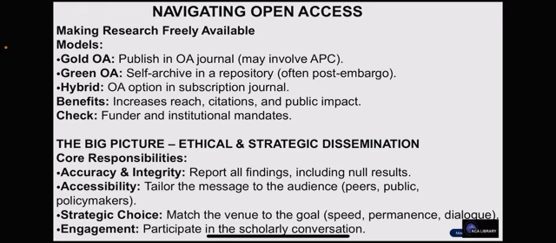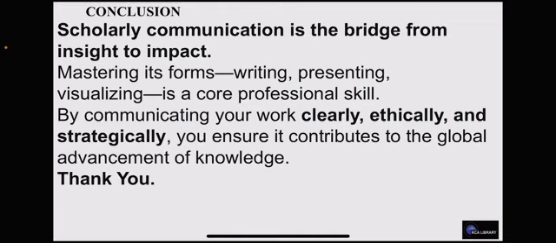For gold OA, you publish in an OA journal. For green OA, you self-archive in a repository, often after a posting embargo. Hybrid OA is an option in a subscription journal, and the benefit is that it increases reach, citations, and public impact. Now you check funder and institutional mandates, you also check that too. The big picture is ethical and strategic dissemination, the core responsibility. You have accuracy and integrity, accessibility, and strategic choice and engagement.